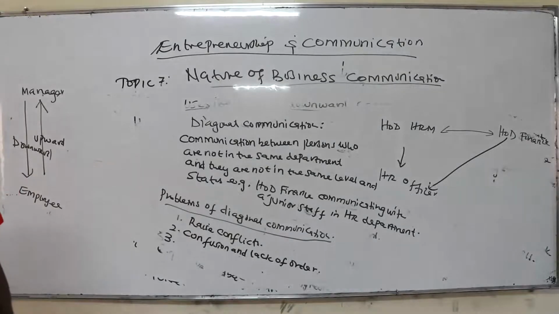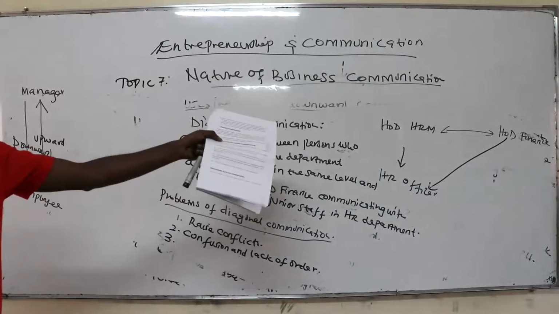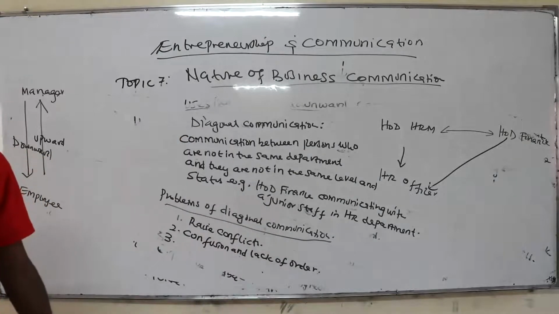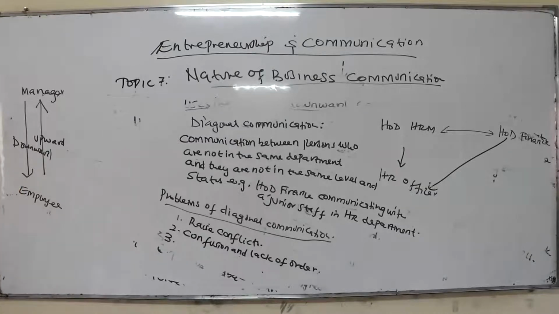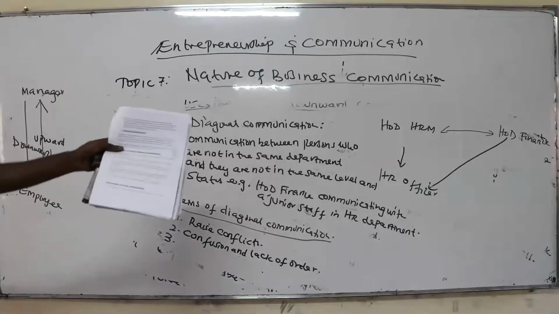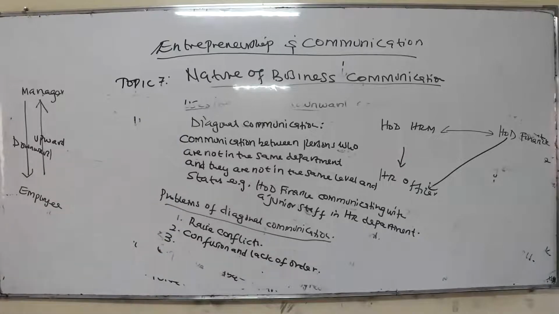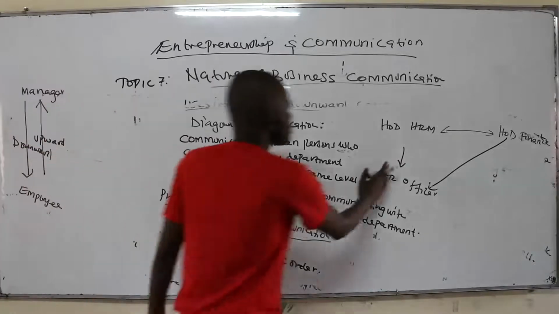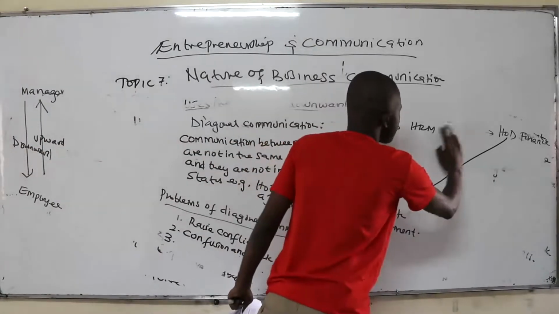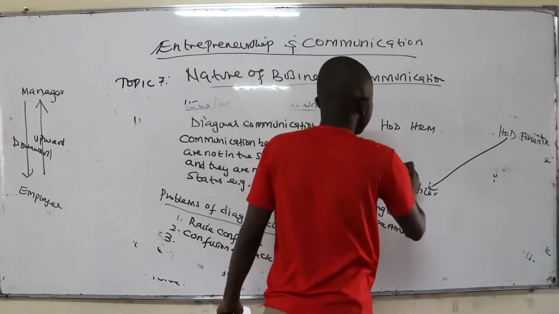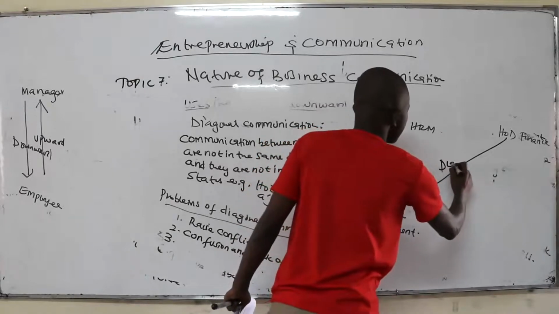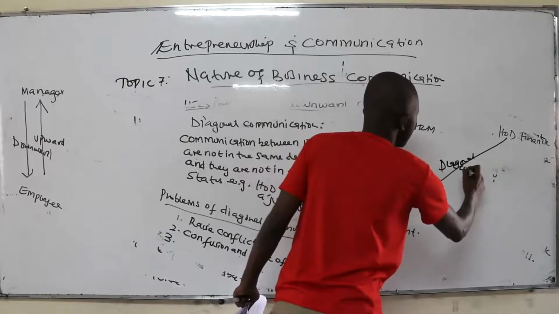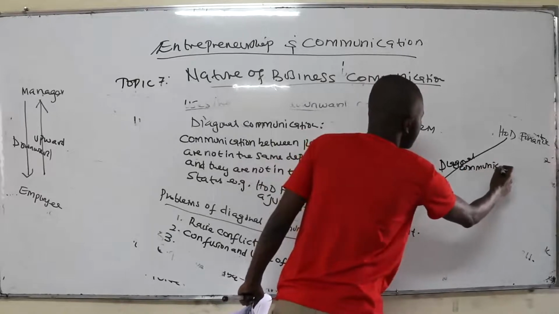Because the HRM is not involved in those communications. And then another problem it may raise, you'll also find that once the HOD finance is communicating directly with the HR officer without involving him, so we are saying this is the diagonal communication. These arrows are not there. The HOD, HRM is not involved. So this is diagonal communication.